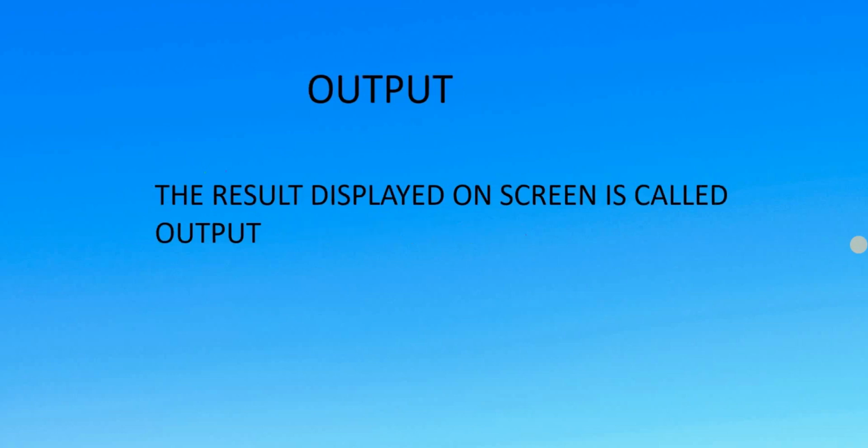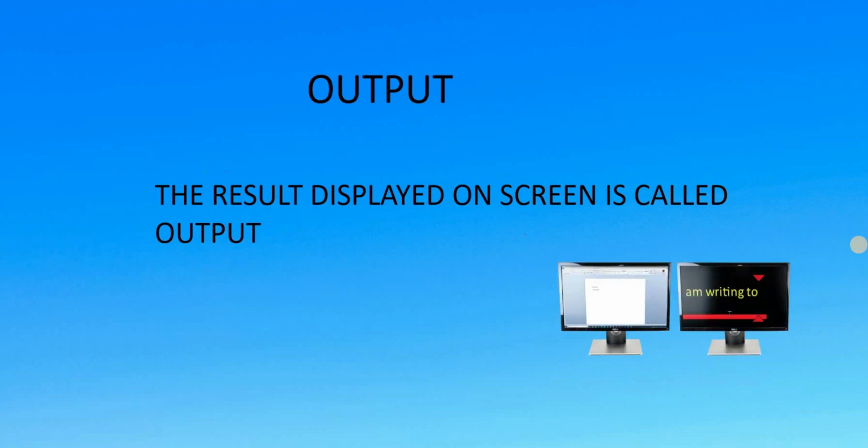The computer then displays the result. This is called output. So the data entered to the computer is called input. The computer works on the data and produces a result, that is called process. The computer then displays the result, that is the output.